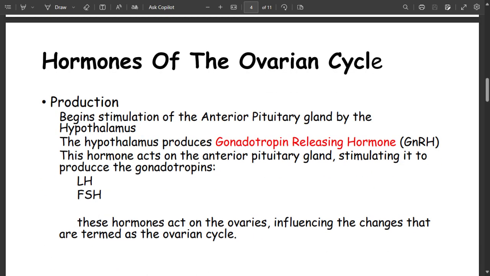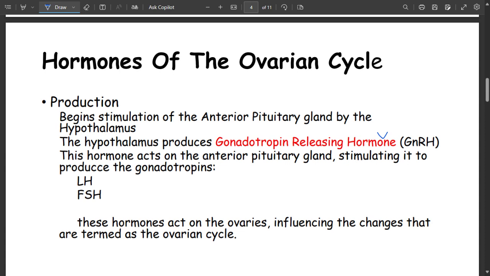So when you talk of hormones for the ovarian cycle, they are produced by stimulation of the anterior pituitary gland by the hypothalamus. The hypothalamus is going to produce what is known as gonadotropin releasing hormone. That hormone is very important in that it's going to act on the anterior pituitary gland, stimulating it to produce the gonadotropins LH and FSH. When we talk of gonadotropins, we're simply talking about hormones that act on the gonads. Gonads are organs of the reproductive system.